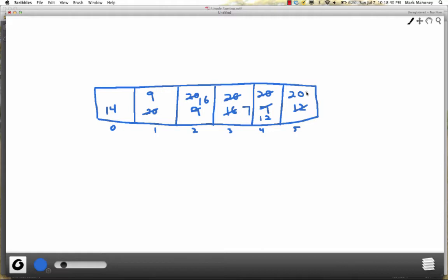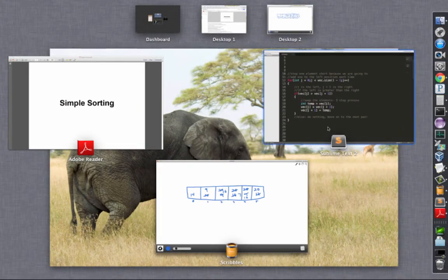Okay. So what happens is the largest number bubbles to the end of the collection. Okay, that's where the name bubble sort comes from. So the 20, which was over here, got pushed or bubbled to the end. Okay, so how are we going to do this in code?